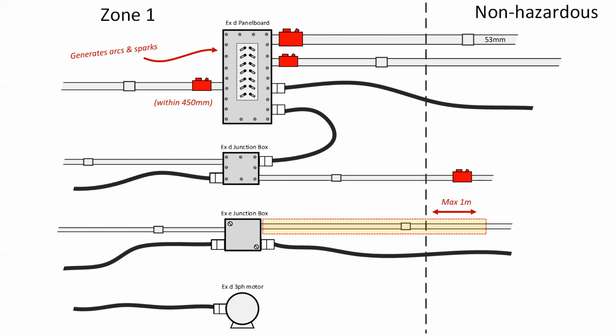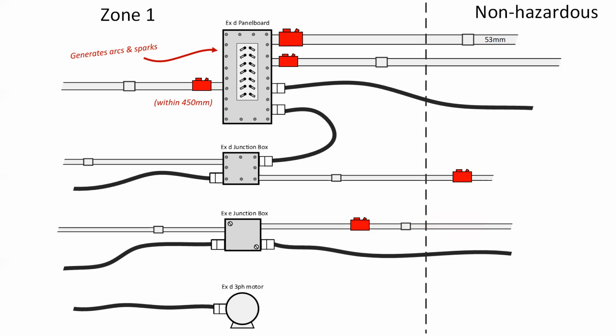If we look at the conduit down below, yet again, this is an EXE, increased safety junction box, and this again has a conduit that leads to the non-hazardous areas. We have the exact same requirement, which says maximum 1 meter. In this particular scenario, I am simply going to choose to place the EX seal on the zone 1 side.